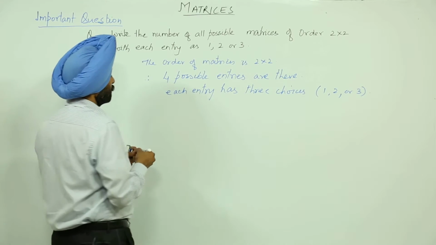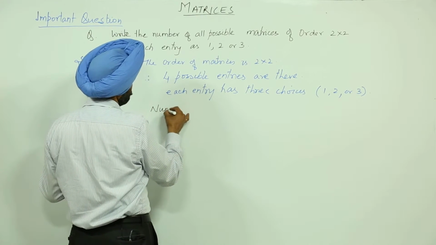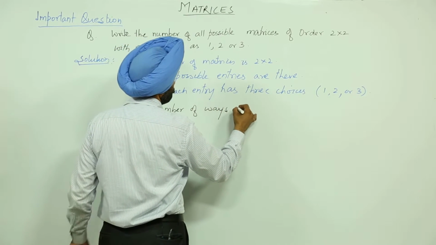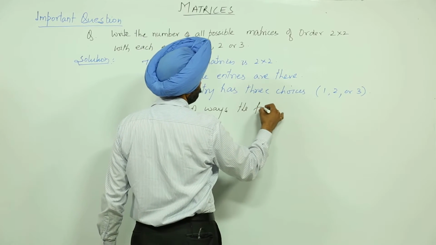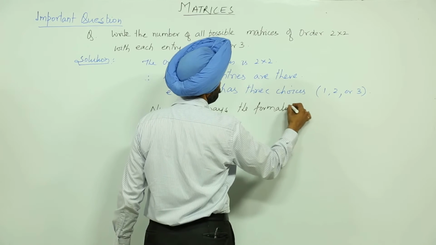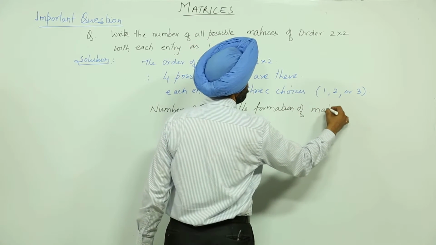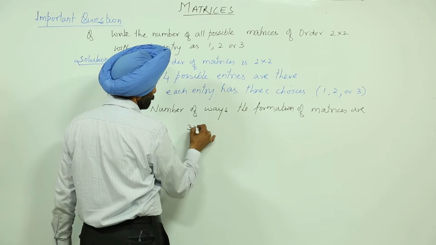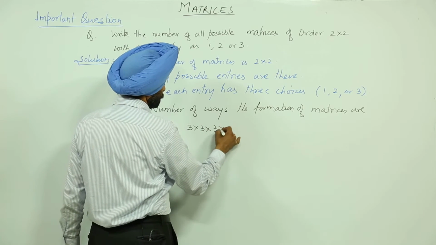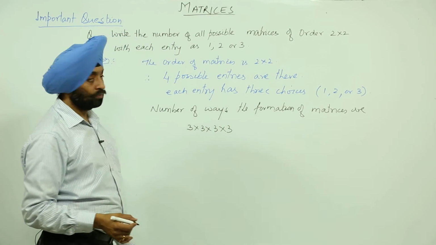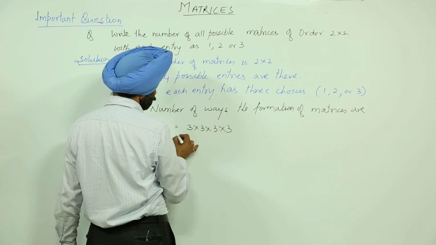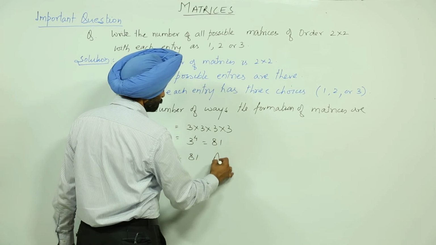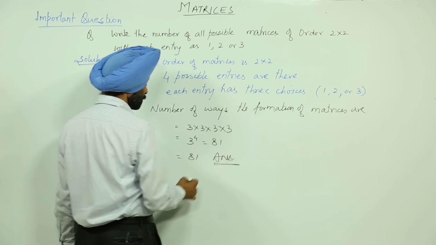Now, the number of ways the formation of matrices are. Number of ways are, as we have 4 choices, 4 possible entries. Okay. So, we are having 3 raised to power 4 and this is 81. So, this is the answer. These number of matrices can be formed.